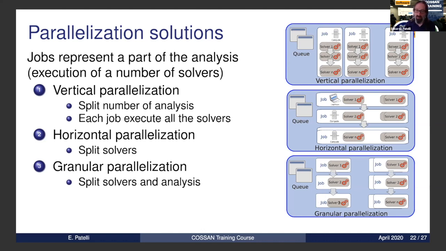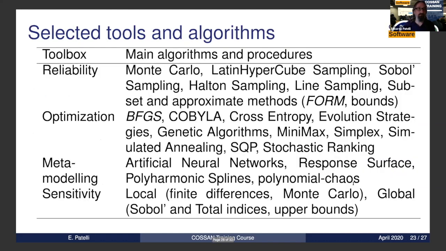Or you have granular parallelization, when you have one job that corresponds to one realization of solver 1 and is performed on one machine. Another realization of solver 1 is performed on a different machine, and solver 2 is only performed when solver 1 has been completed and the data are passed to the proper solver. This is probably a little bit more advanced, so if you are interested in the parallelization in the Cossan software, we can discuss it later on after this presentation.